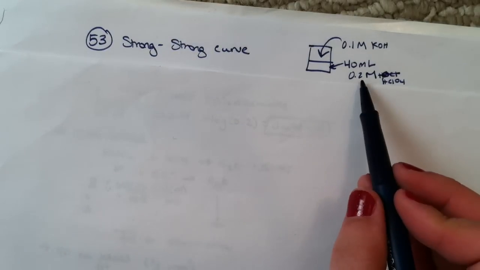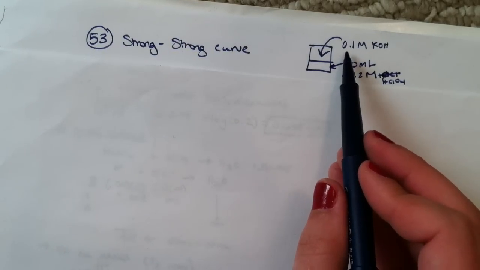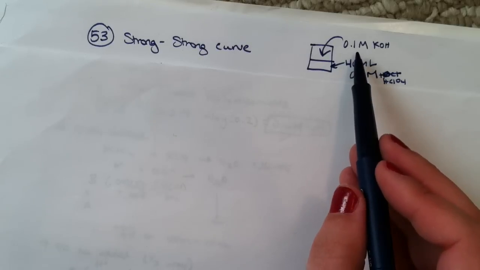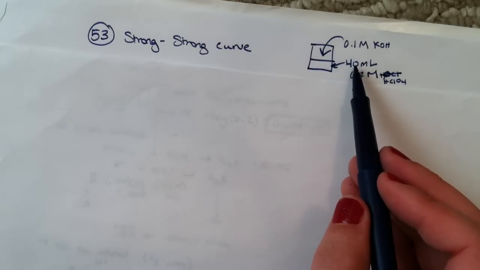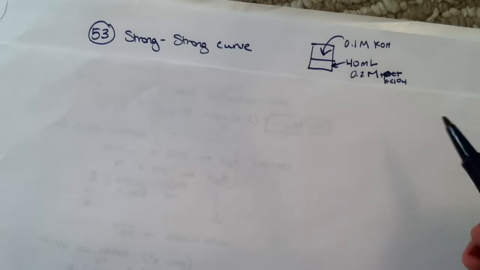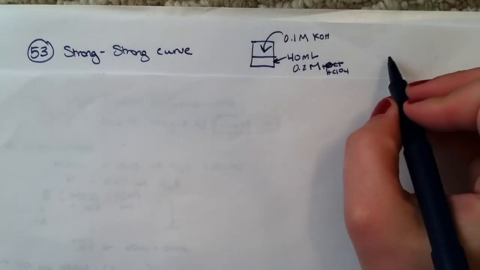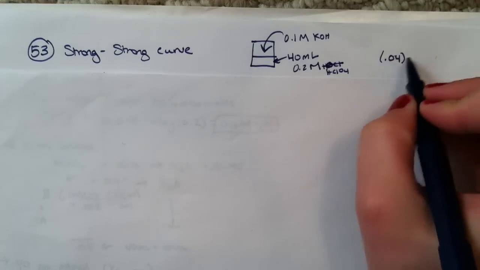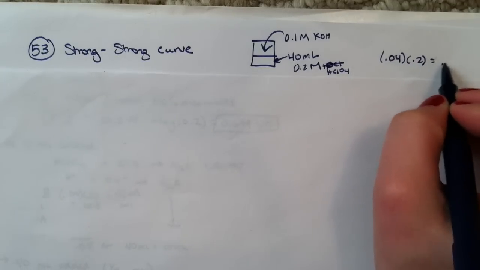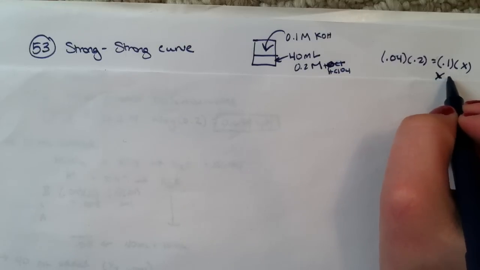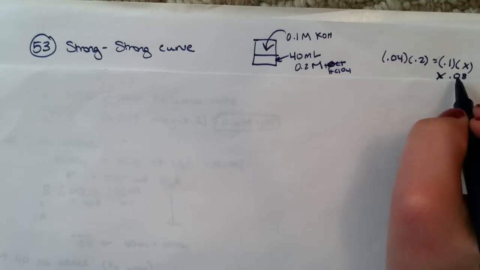Looking at this, I see this is 0.2 and this is 0.1. So the base is half as strong as the acid. So I'm going to need twice as much base as acid to reach equivalence. If you can't see that by looking at it, you would do 0.04 liters times 0.2 equals 0.1 times X, and you'd solve for X, and X has to equal 0.08.